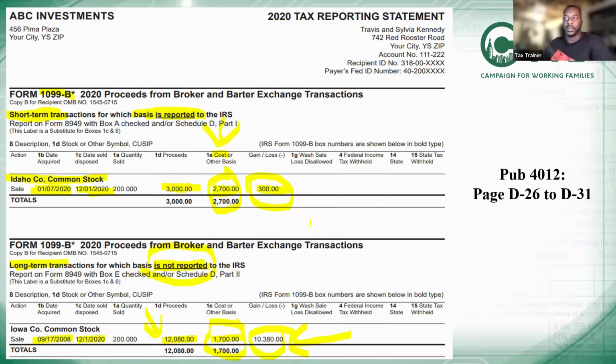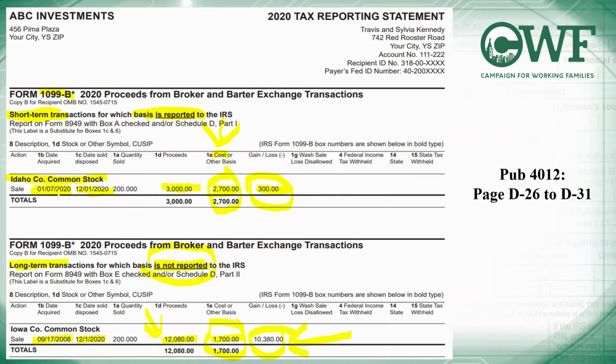Any questions on this? Okay, yes. So short term is taxed at a higher rate, because it's less than 12 months, right? Yep, because it's less than 12 months. And normally short term is reported to the IRS? Well, I'm not saying that it's normally reported. It will tell you whether it was reported or not. This just happened to look like this, but short term could be not reported as well.